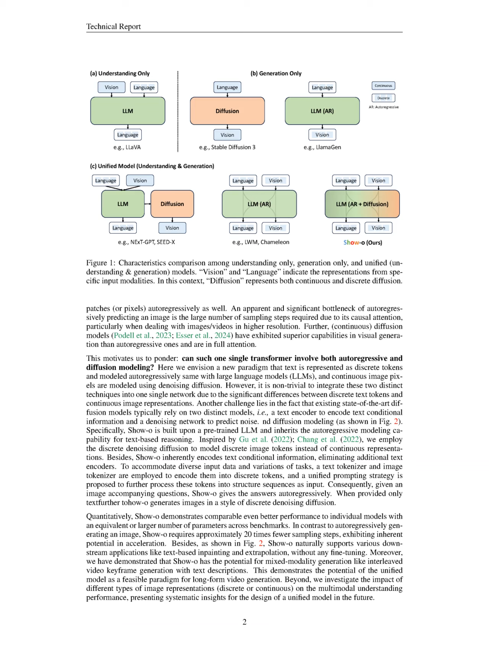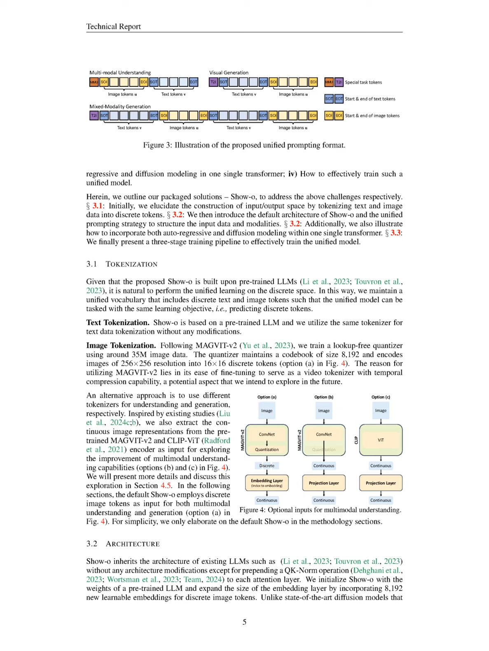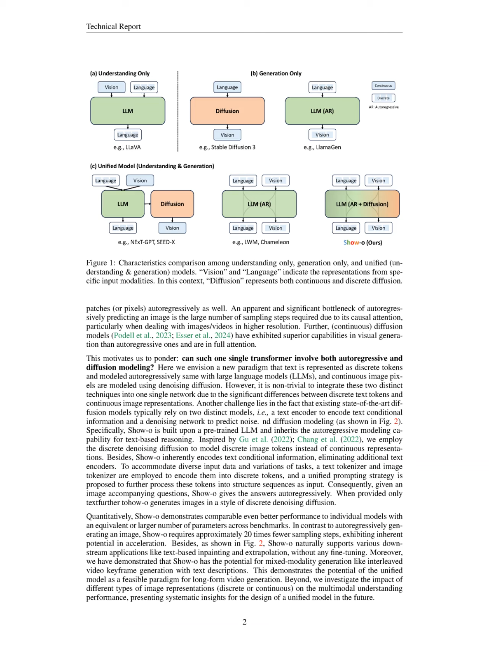Secondly, SHOW employs a discrete denoising diffusion process for image generation, which significantly reduces the number of sampling steps required, approximately 20 times fewer than autoregressive methods, leading to faster generation times. Additionally, SHOW inherently encodes text conditional information without needing an extra text encoder, streamlining the model's architecture. Lastly, it demonstrates comparable or superior performance to individual models with a similar or larger number of parameters across various benchmarks, showcasing its effectiveness in multimodal tasks.